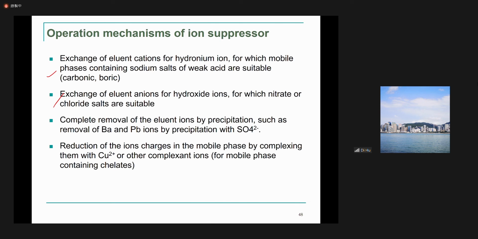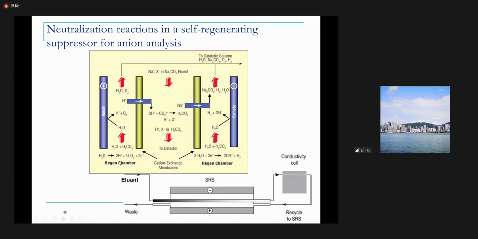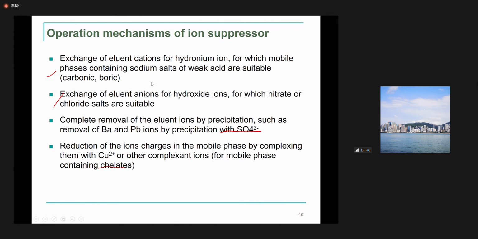Okay. And then you can also completely remove the eluent ions by precipitation, such as removal of barium and lead ion by precipitation of sulfate. This is another method to do that. Or reduce the ion charge in the mobile phase by complexing them with copper or another complexing agent. So if the mobile phase contains a chelate, that is the option to do so. Okay. However, that is the simplest chemical form.